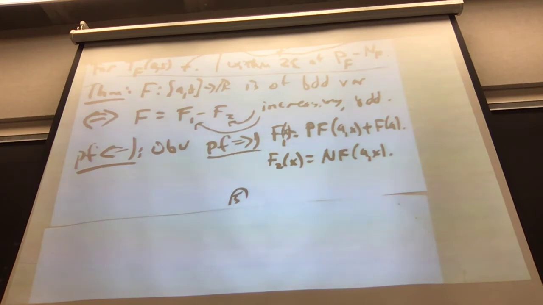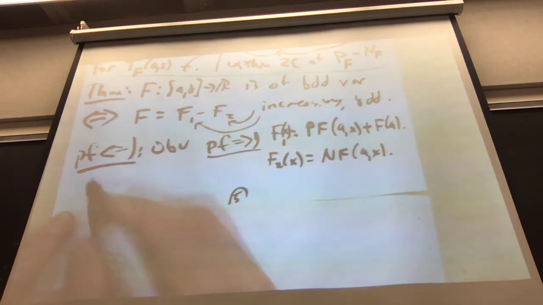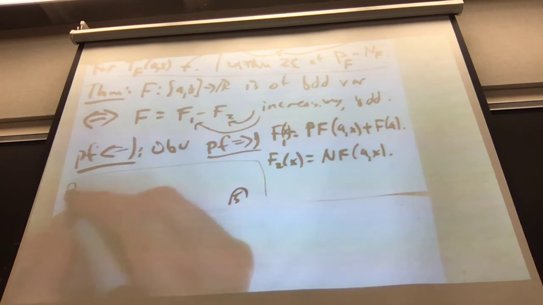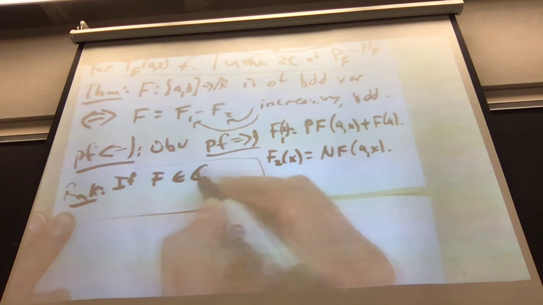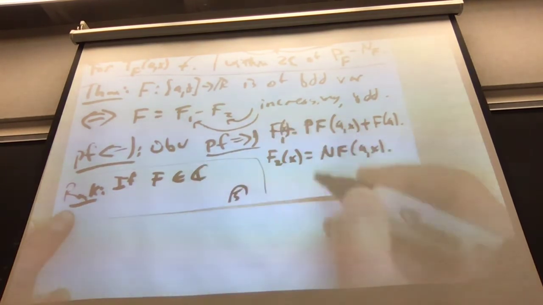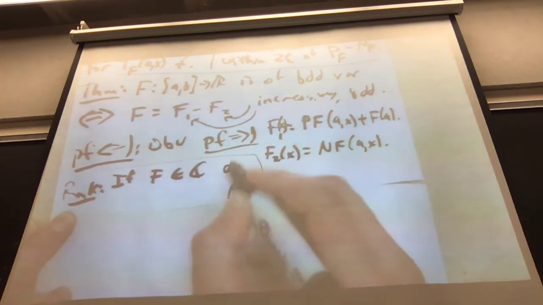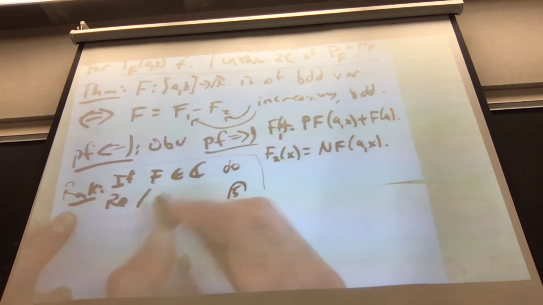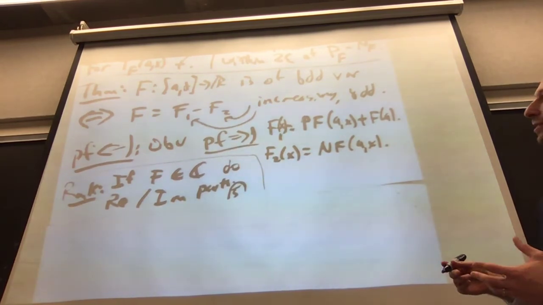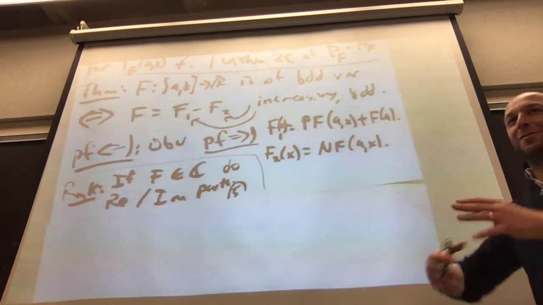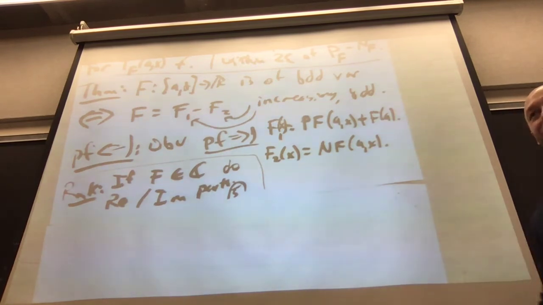Where are we? Right, I wanted to make this remark. Remark: if f is complex valued, you can still prove this, just do real part and imaginary part. So a complex valued function has its real part as the difference of two increasing functions, and its imaginary part as the difference of two increasing functions, if it's of bounded variation. Okay.